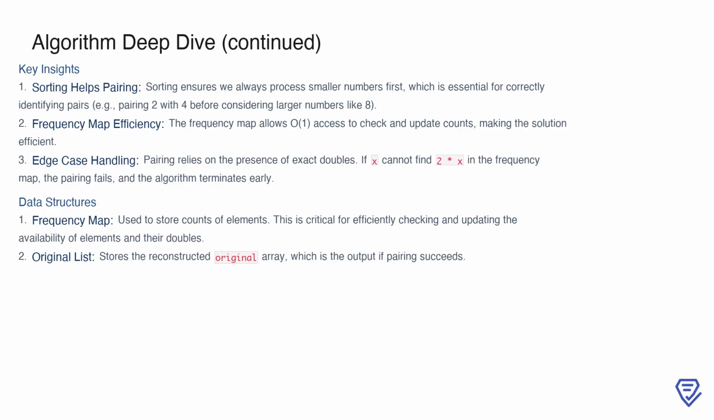Third, handling edge cases properly is crucial. The algorithm relies on the presence of exact doubles, so if an element like x cannot find 2*x in the frequency map, pairing fails, and the algorithm terminates early. Finally, the two main data structures here are the frequency map, which tracks counts efficiently, and the original list, which stores the reconstructed array that we return if pairing succeeds.